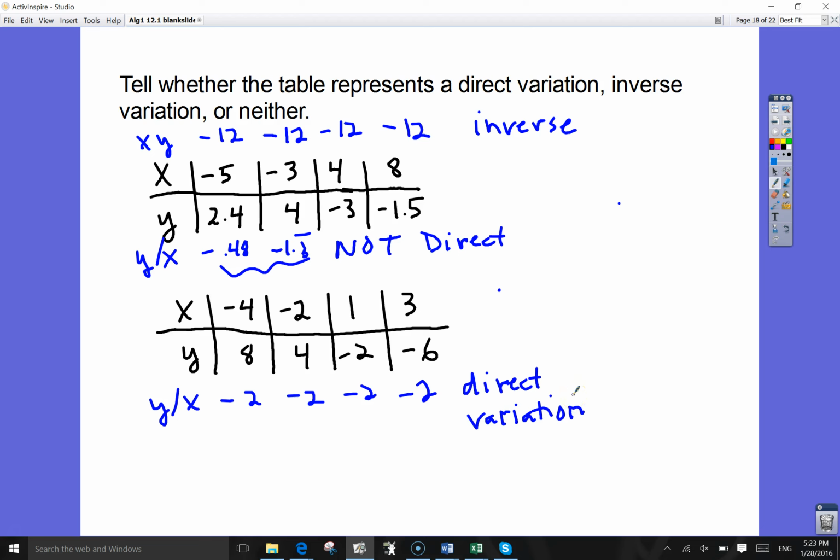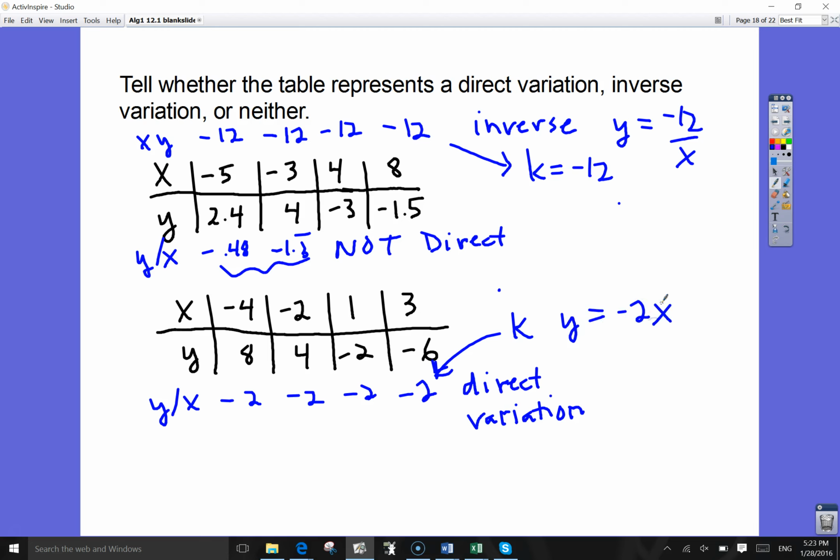Now, if you've checked this correctly, you just found the k. If this is an inverse variation, then we know that the k is -12. So really, it's y equals -12 over x. And here, that is the k. So y equals -2x.